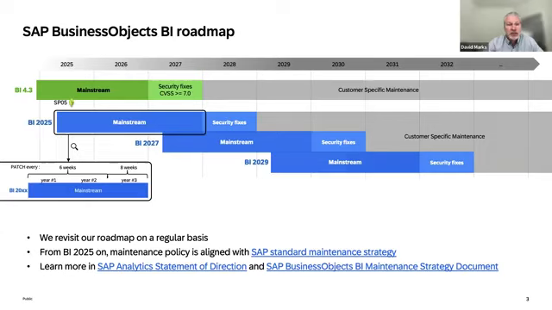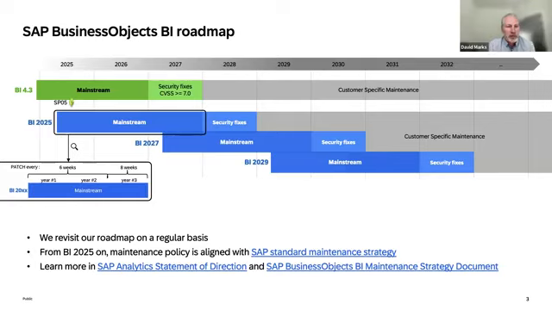So as we know, Business Objects BI 4.3 is ending mainstream maintenance at the end of this year, and it goes into customer specific maintenance and security fixes for 1 year. We're hoping everyone will be on BI 2025 by then, but the way the product is going to be released from here forward is really aligned with SAP's software strategy on all their other products.